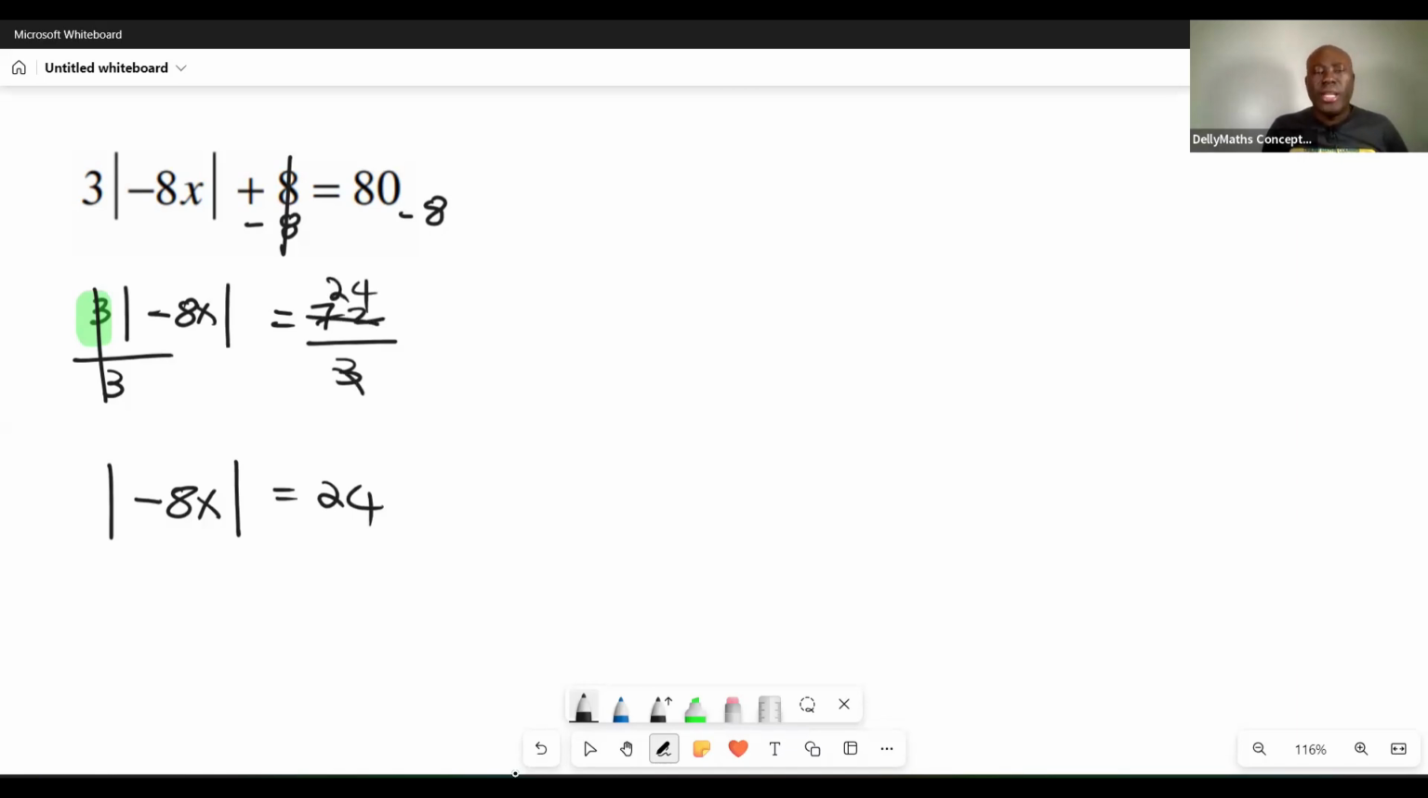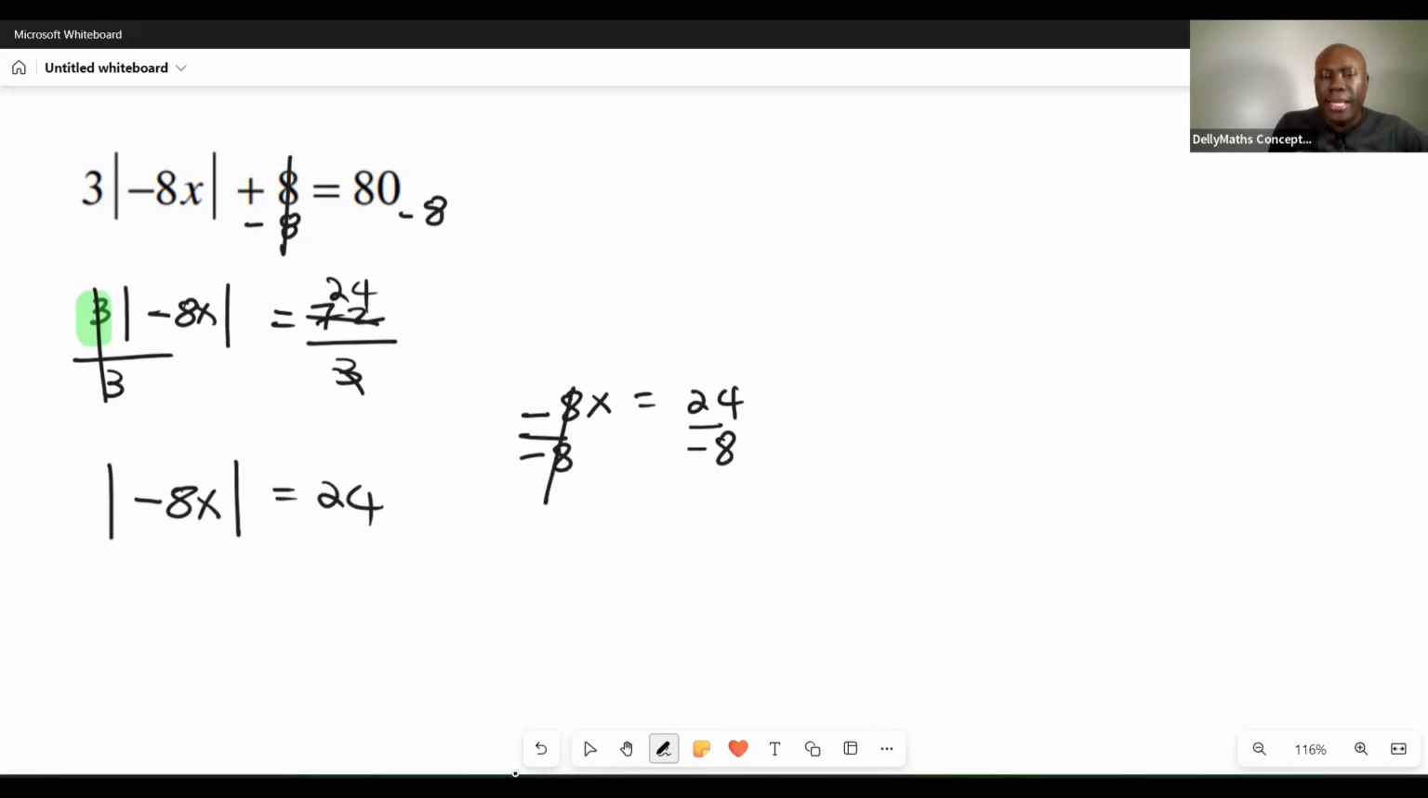So here is the thing. Now we have our case where the absolute value of -8x is equal to 24. Now, remember, there are always two solutions here. So it's like -8x is equal to 24. So we're going to divide both sides by -8. So one of our solutions is that x is equal to -3. So that's one of the solutions.